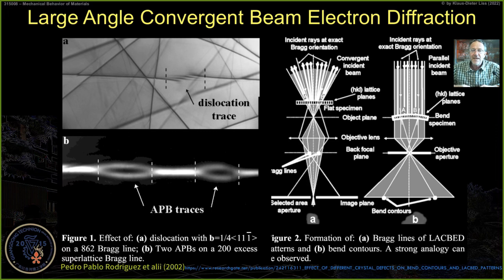So that's another observation, and how to evaluate the pattern. Another nice technique is the large angle convergent beam electron diffraction method. So, large angle convergent beam electron diffraction. We have to digest this. Did you hear about that? Anyone?